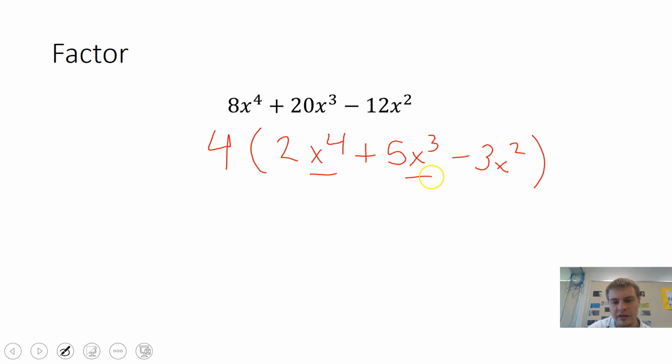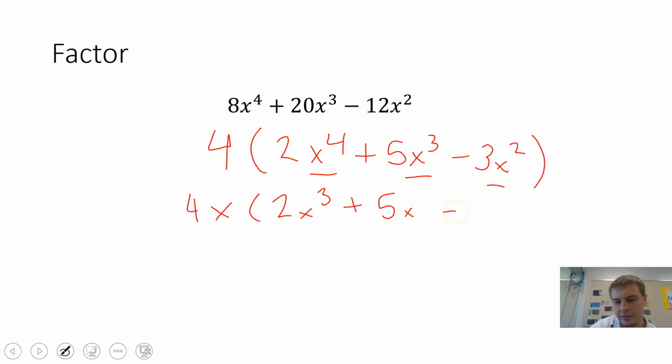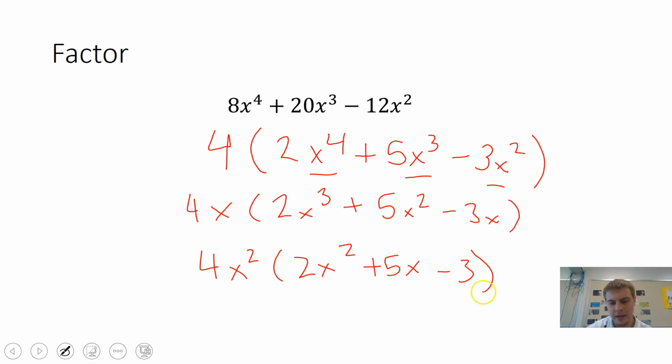And now I'm going to look at how many x's these things share. So I can see that these things all share an x, and what you want to do is take out x's until they don't all share an x. So I'm going to take out an x, and I'm going to get 4x times 2x cubed plus 5x squared minus 3x. And you can see that they all still have one x, so I could take out a second one, which would give me 4x squared times 2x squared plus 5x minus 3. Now they don't all share an x, so I can't take any more x's.